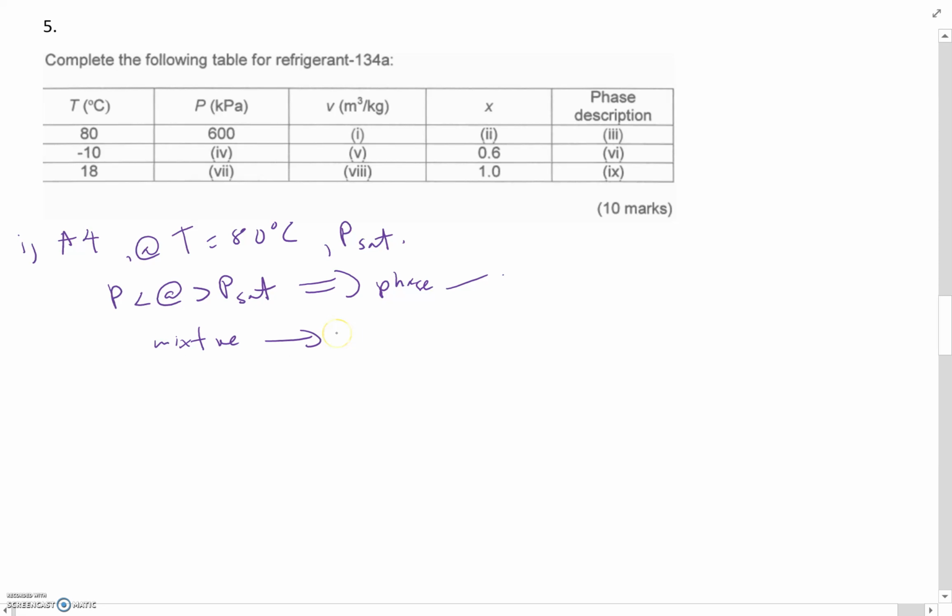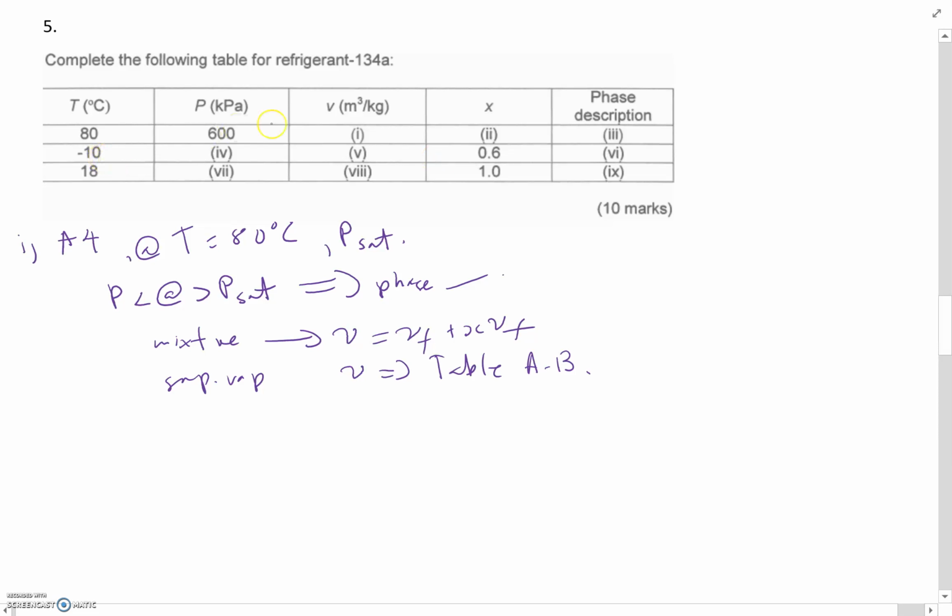therefore specific volume is equal to Vf plus X Vfg. If it's a superheated vapor, the specific volume you can find from the table. This is refrigerant, so it should be from A13. So it depends.